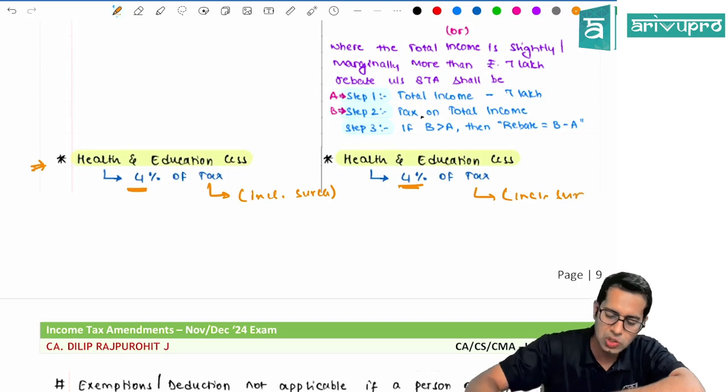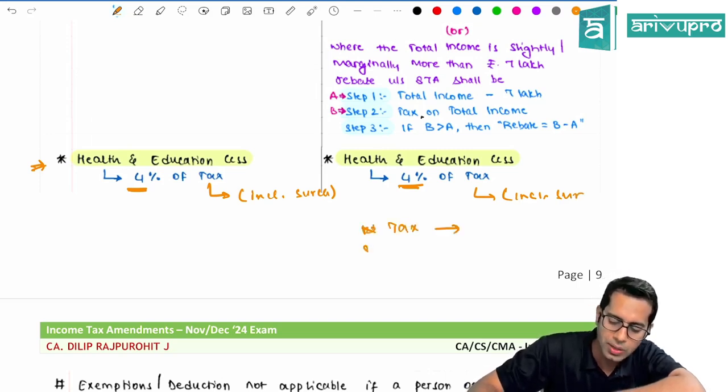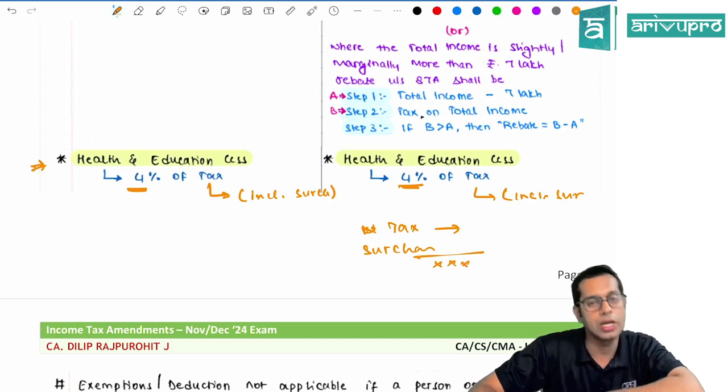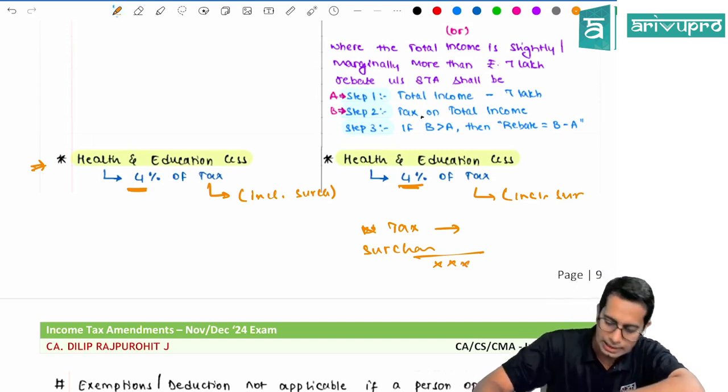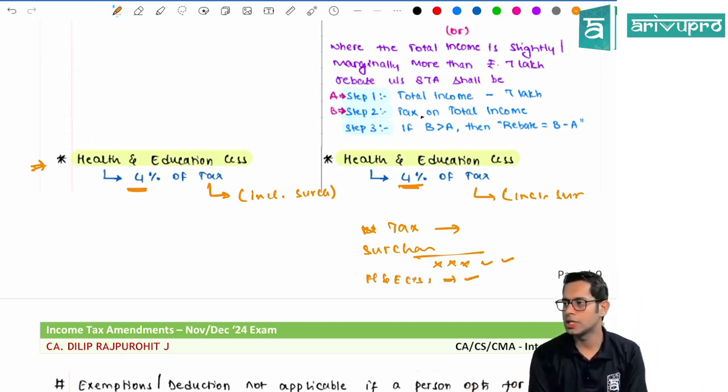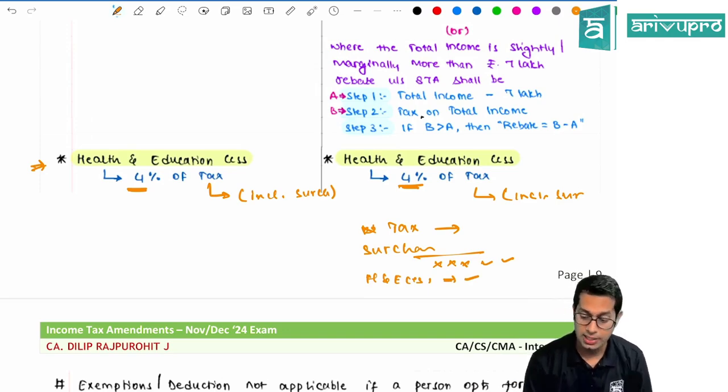Surcharge. So, first you will calculate whatever tax is there, tax on total income. On that, you will levy surcharge. Surcharge will be levied only if the total income is more than 50 lakh rupees. Then once the surcharge is levied, whatever amount you have got, on that you will have to levy health and education cess. On this you will have to levy what, sir? Health and education cess.